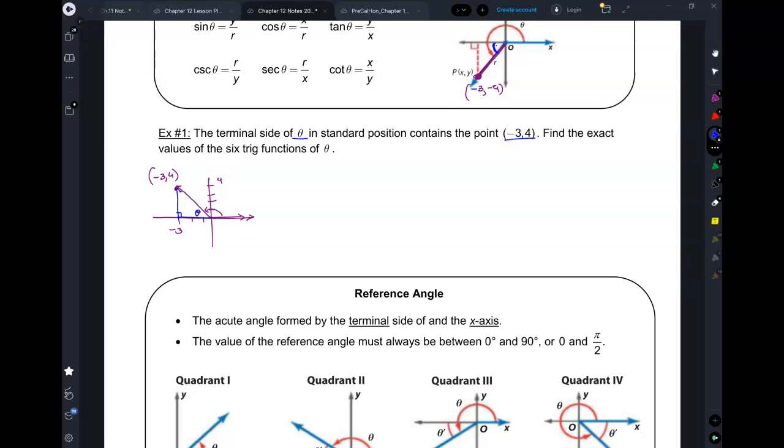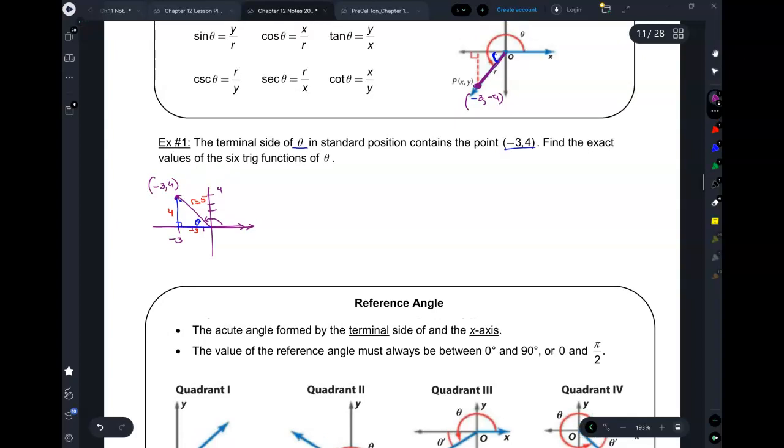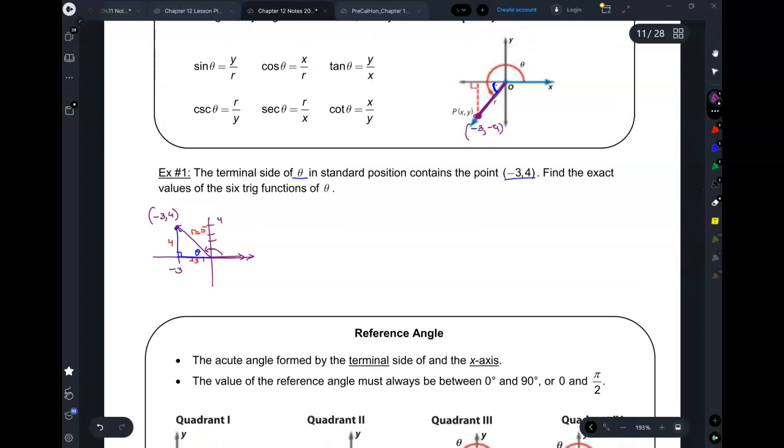So now, this has a side of -3. This has a side of 4. And how do I find this one? The radius, it's 5, Pythagorean theorem. Okay? Now, what we have to do is find sine, cosine, tangent, and all that stuff.